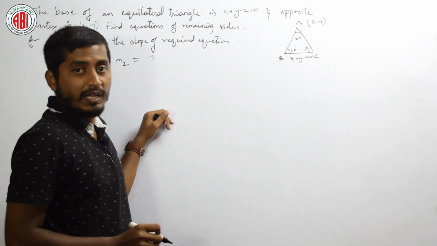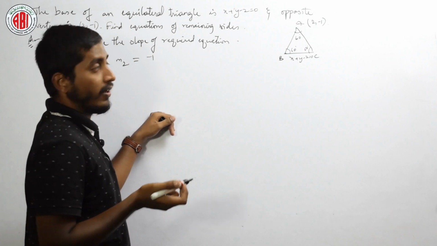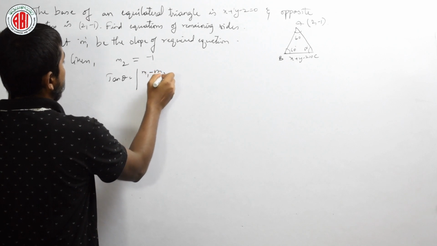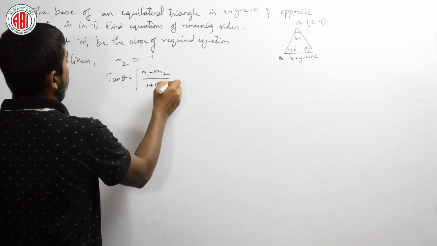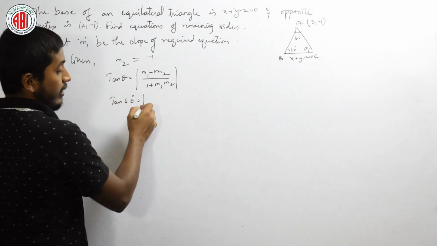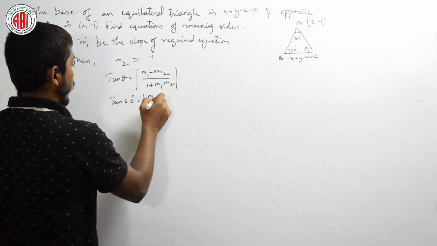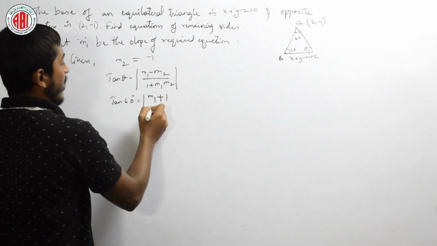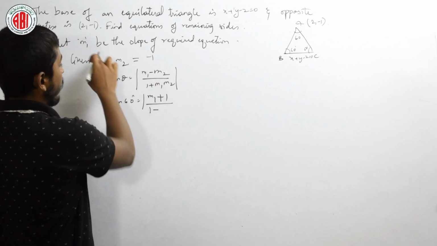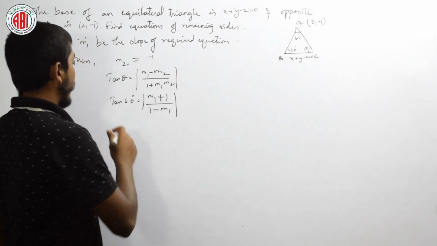What is the angle between two straight lines in an equilateral triangle? That is 60 degrees. Let us substitute in the value of tan theta, that is tan theta is equal to mod of m1 minus m2 by 1 plus m1 m2. What is the value of theta here? That is 60, since it is an equilateral triangle. What is m1 here, which we have to find? m2 is minus 1, which becomes plus 1. Here it is 1 plus m1 times m2, m2 is minus 1, it becomes minus m1. Is it clear? What is the value of tan 60?